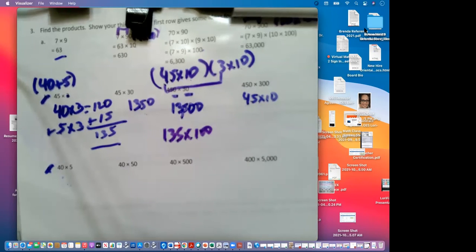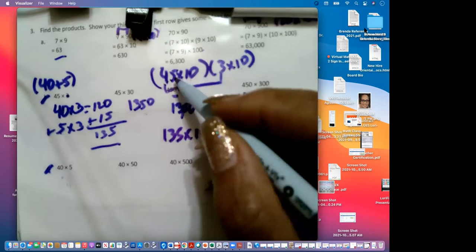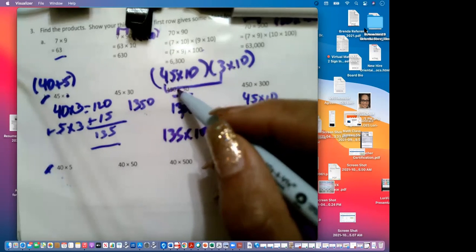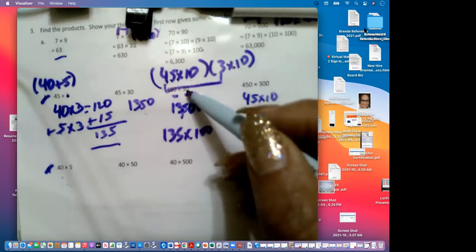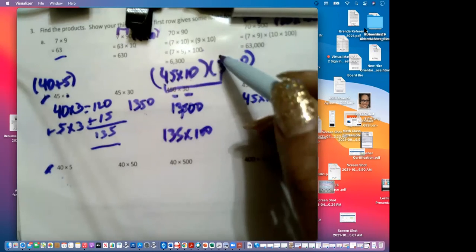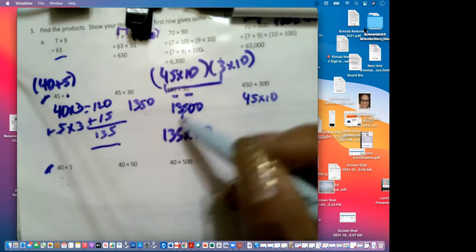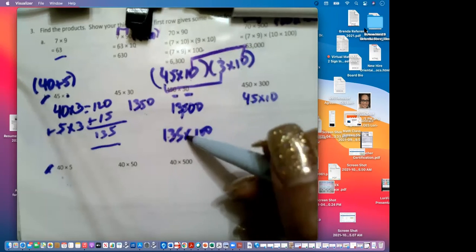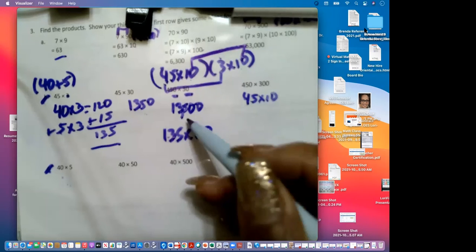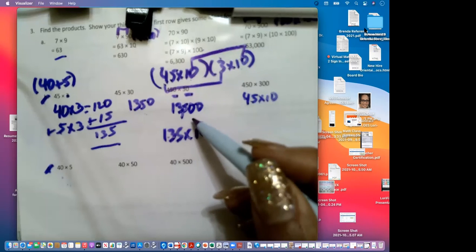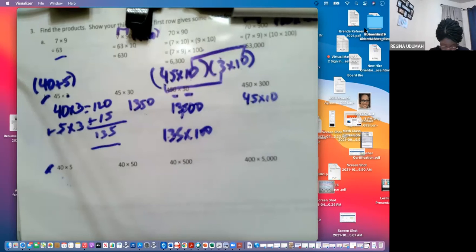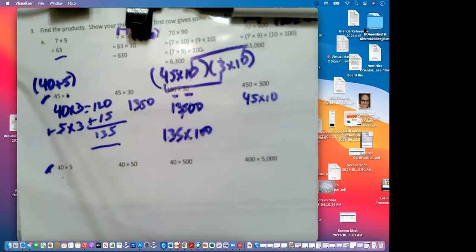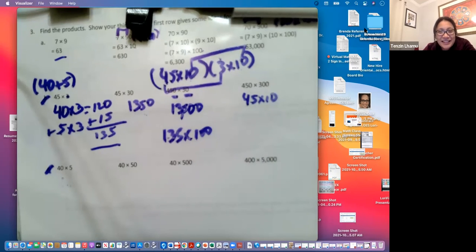You see what she did, Tenzin? She decomposed 450 to 45 times 10 and 30 to 3 times 10. Then she multiplied 45 times 3, which gave her 135, and 10 times 10 is 100. So 135 times 100 gives you 13,500. It's different ways you can do it. That's why I showed you all of those ways. You choose the way that you think is easiest for you.